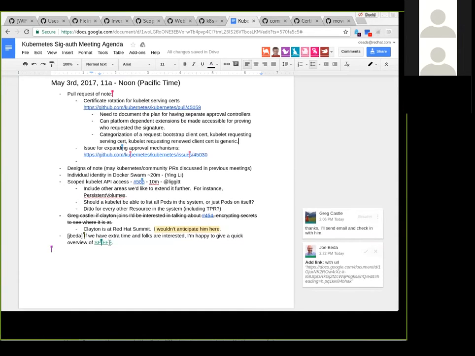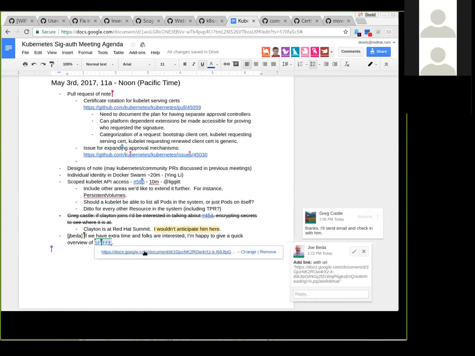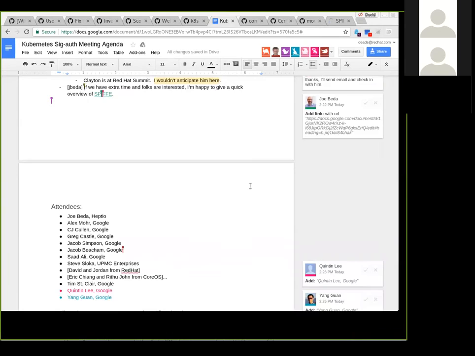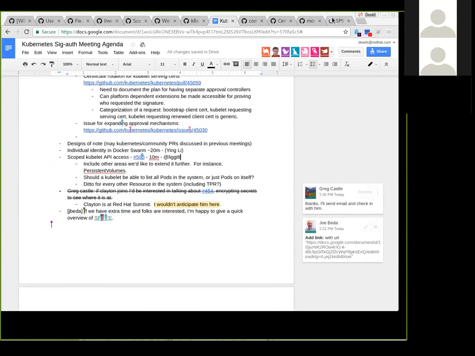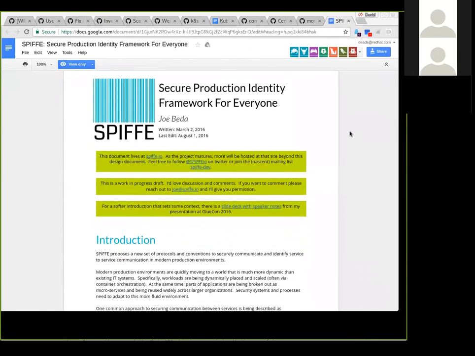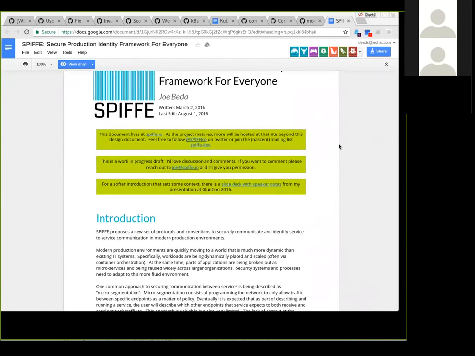What is SPIFFE? All right, so all this stuff that we've been talking about, how do you actually verify nodes and workloads and generate certificates and rotate them? We've been talking about this in the context of Kubernetes, but it's actually a more generic problem than that. This is something that I've been talking about forever, and there's a group of people, some of them in the Kubernetes orbit and some outside of it, that are starting to get more and more serious about this.